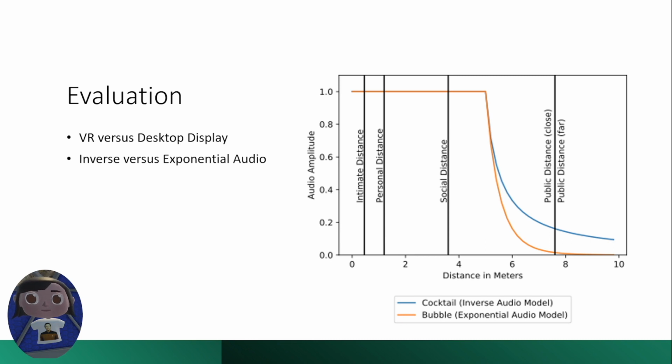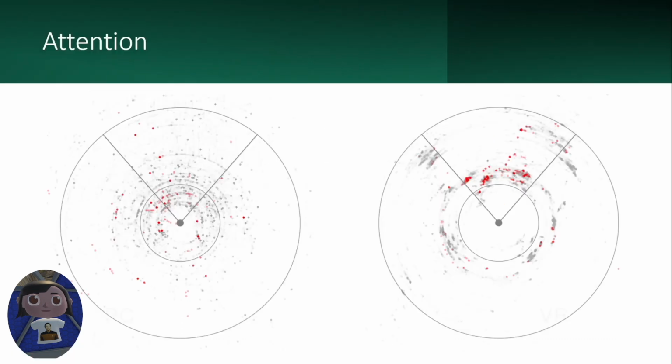In the first case, our inverse audio model, which most closely resembles a physical environment, audio trails off slowly, and in Mozilla Hubs, you can always hear that there are other people nearby. In contrast to this, our bubble model, the exponential audio model, quickly falls off to 0, and so you have to stand close to people to hear what they're saying. This creates little private bubbles in the virtual environment that are bounded by proxemic zones.